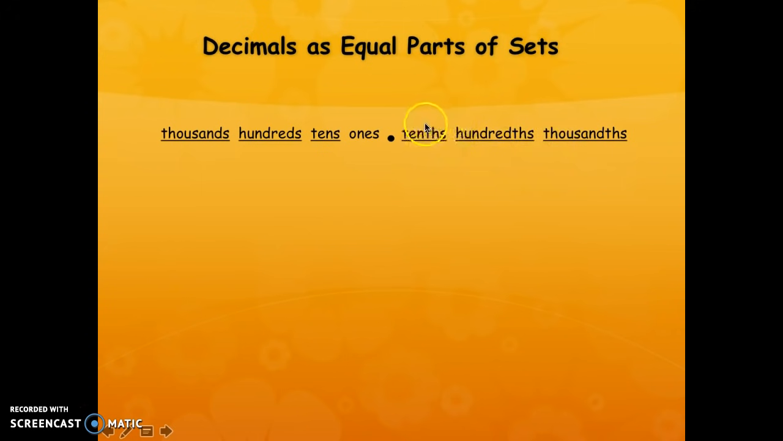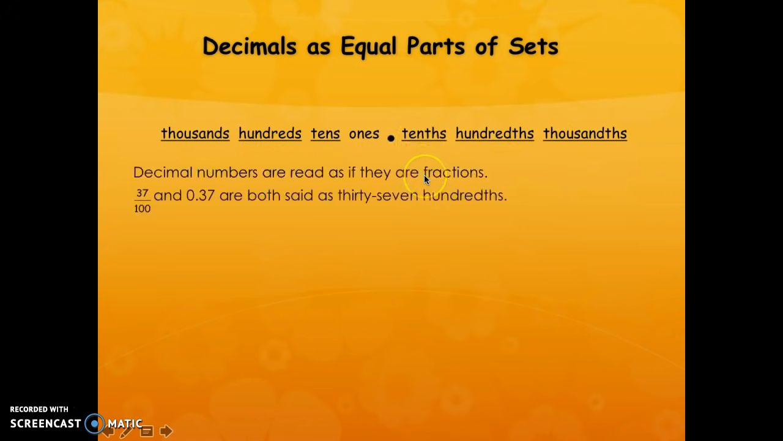And each one of these words is going to end with THS. But the beginning of the word matches over here. So everything kind of goes from the ones place and branches out this way, goes from the ones place and branches out this way, but with the same beginning. So decimal numbers are read as if they are fractions. So for example, 37 hundredths and 37 hundredths are both said the same way, like you heard it, 37 hundredths.